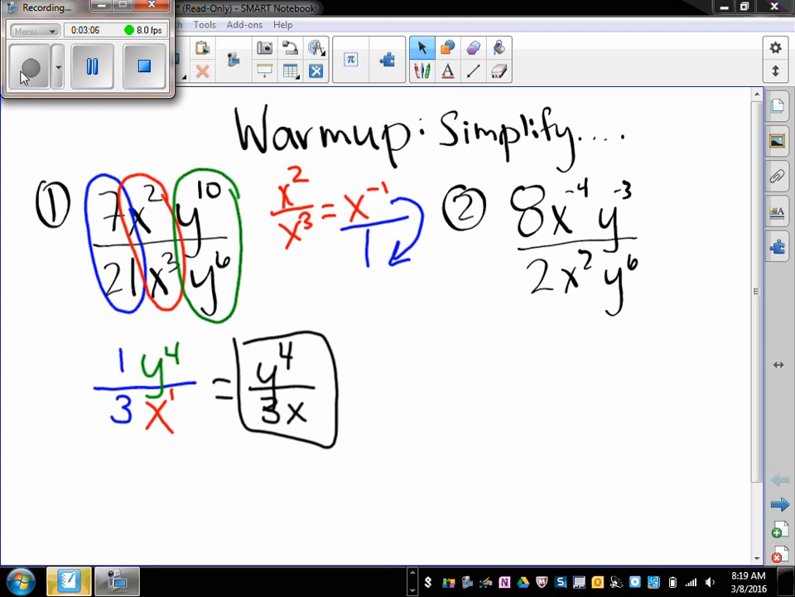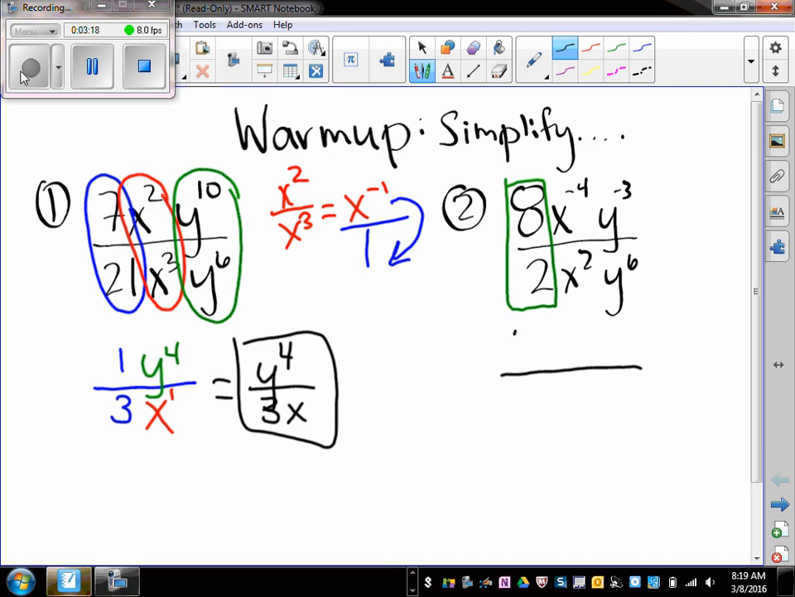Okay, so number 2, again, let's start off with our numbers. Can I reduce 8 over 2? Yes? What does that reduce down to? 4 over 1. So next, let's take a look at our x's.